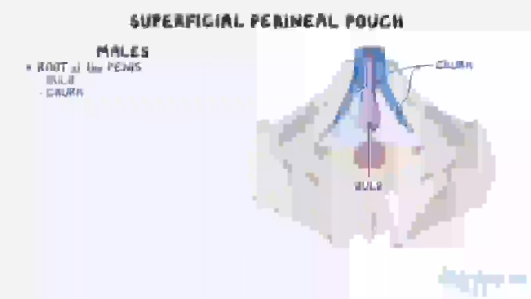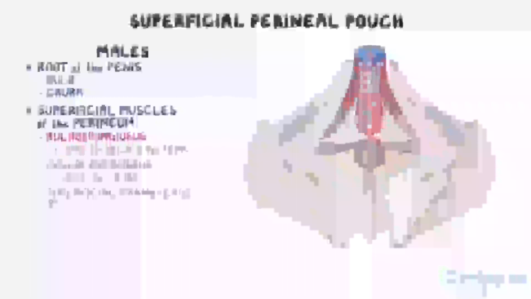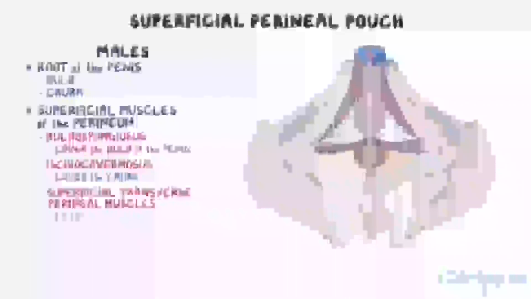In males, this pouch contains the root of the penis, which has two parts, the bulb and the crura of the penis. The bulb of the penis lies in the midline, and the crura of the penis lie on each side of the bulb. Each of these parts is associated with one of the superficial muscles of the perineum. The bulbospongiosus muscles cover the bulb of the penis, and the ischiocavernosus muscles cover the crura. The superficial transverse perineal muscles also lie within the superficial perineal pouch and extend from the ischial tuberosities to the perineal body.